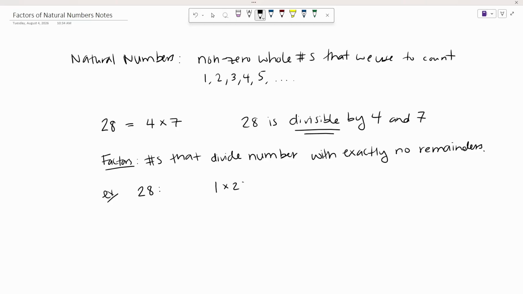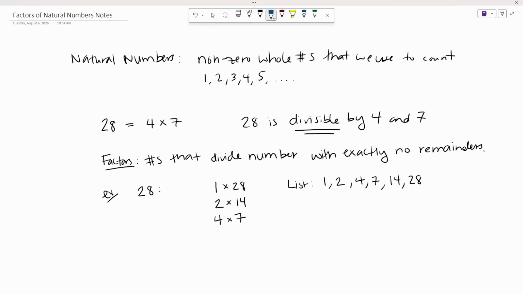So we have 1 times 28. We have 2 times 14. We have 4 times 7. And nothing bigger than 4 and smaller than 7 multiply to 28. And so we are done when you get to what we call the middle. When we list our factors, we write them from smallest to greatest, and so we'll write it as 1, 2, 4, 7, 14, and 28.